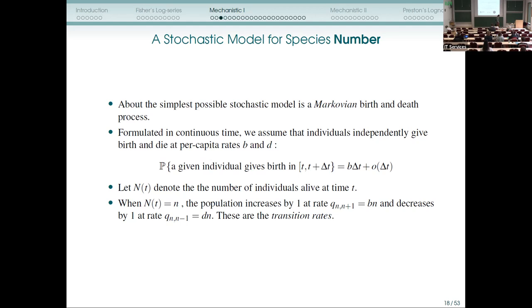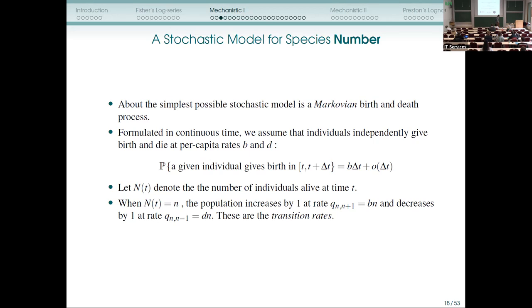Let's fix some notation we'll use throughout. I'm interested in species abundance. Abundance is counting the number of individuals. I'm going to let N(t) be the number of individuals in my hypothetical species at time t. N(t) is a random variable. It can take any non-negative integer value. And what we want to do is construct a mathematical model for this quantity N(t).